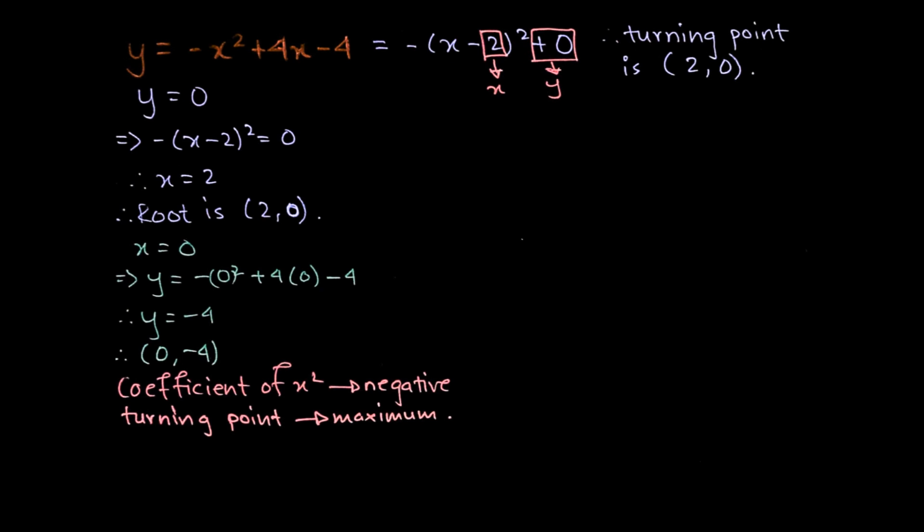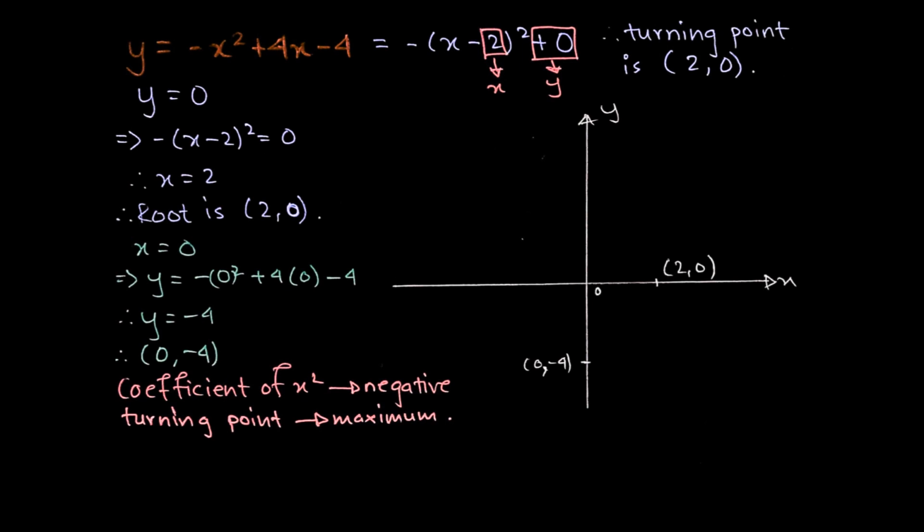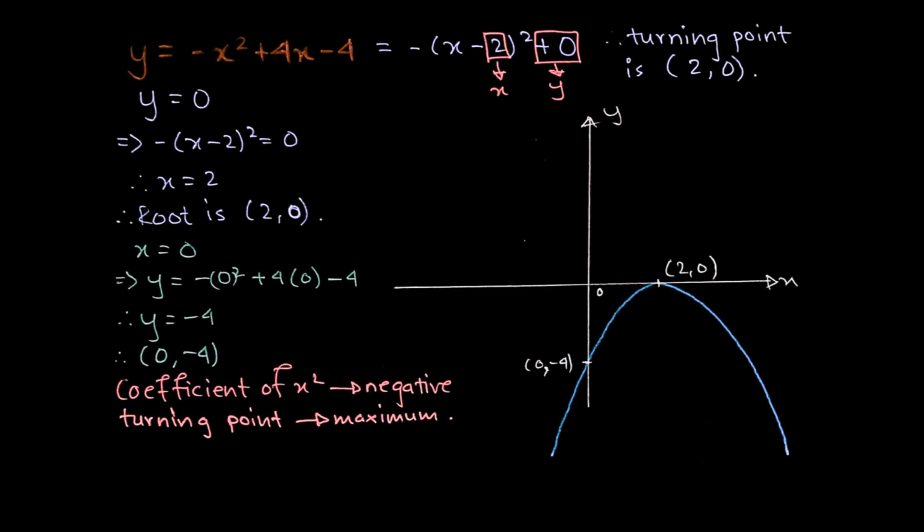Since the coefficient of x² is negative, the turning point will be a maximum point, which means the curve will be a sad-faced curve. Now let us put the values in the graph and sketch the graph. It will come something like this.